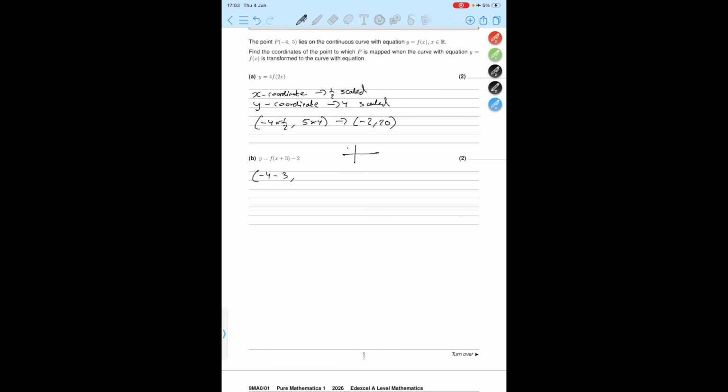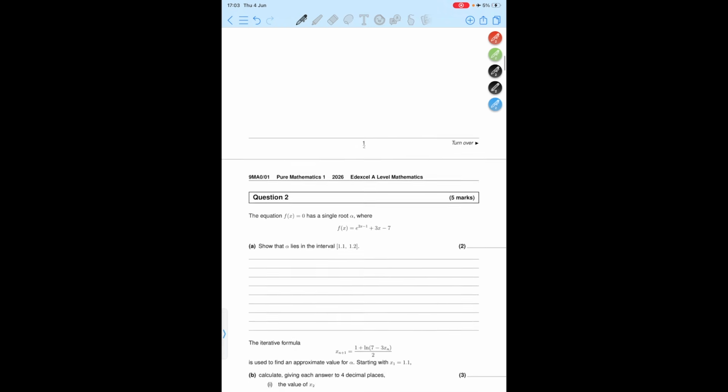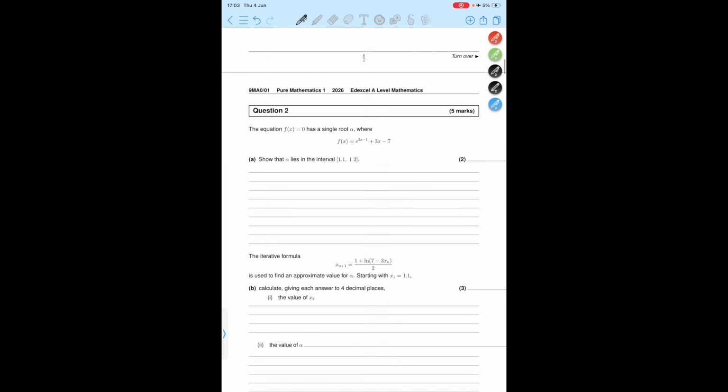Now the -2 here simply means we're going to move that point down by 2 on the y-axis. So we go 5 - 2, which takes us to (-7, 3). That would be the first 2 parts of question 1. So let's move on to question 2 now.